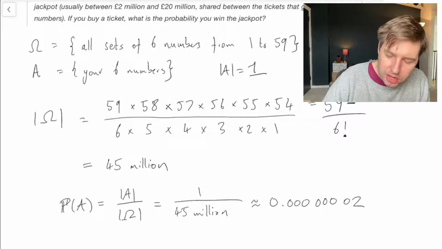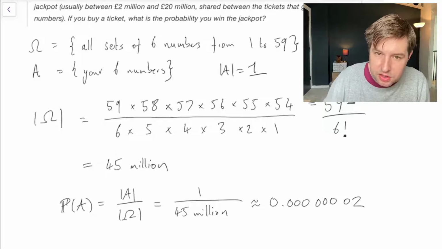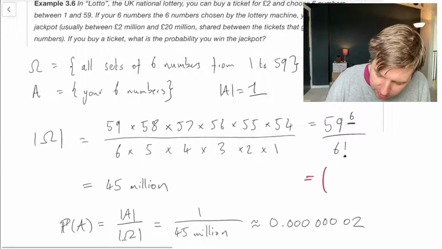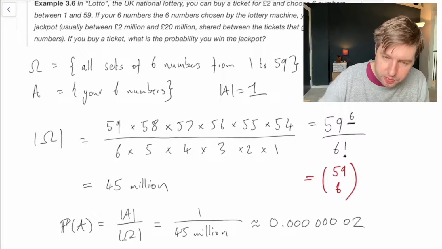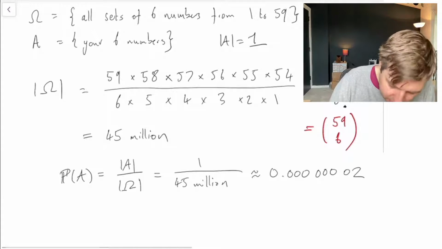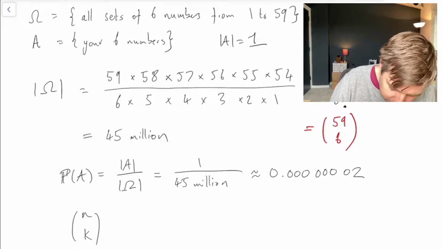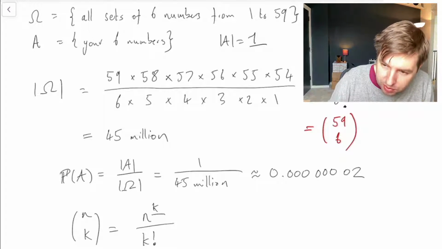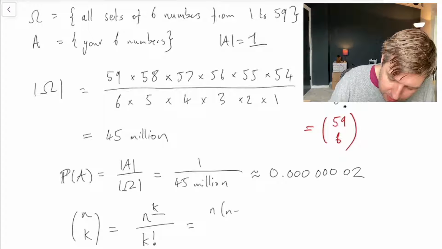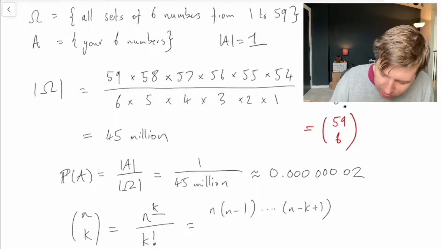So there's a notation we use here. This number, 59 falling factorial 6 over 6 factorial, we call this a set of brackets with 59 on the top and 6 on the bottom. So that notation is that n choose k is n to the falling factorial k over k factorial. Or if you like, it's n times n minus 1 down to n minus k plus 1. Remember, that's k terms altogether.